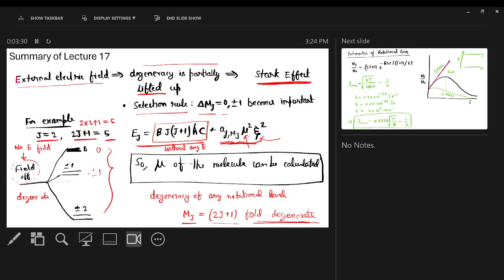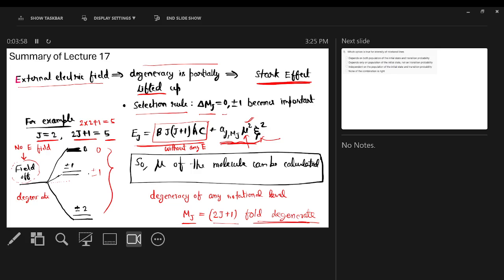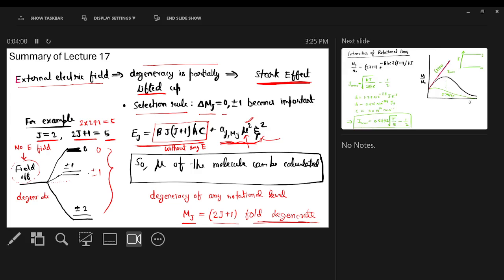Why are we interested in studying this? Because by applying an electric field, we can calculate the dipole moment of any unknown molecule. Let's say we discovered some molecule and we don't know anything about it, then we can record its rotational spectrum and calculate this mu. So these are the summaries of lecture 17.